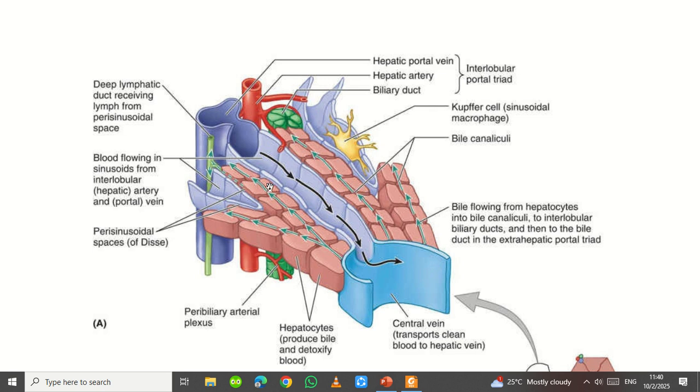Right. Between the sinusoids and the hepatocytes, you're going to have what is called the space of Disse. And it is the space of Disse where you're going to have your endothelial cells, your Kupffer cells, which are sinusoidal macrophages, your microvilli, as well as blood plasma, which will be coming from the what? From the sinusoids. Is it?